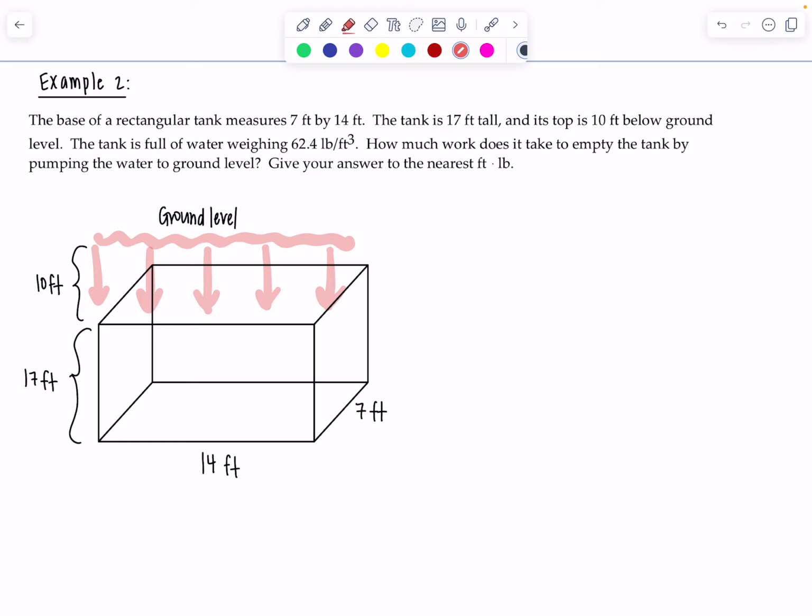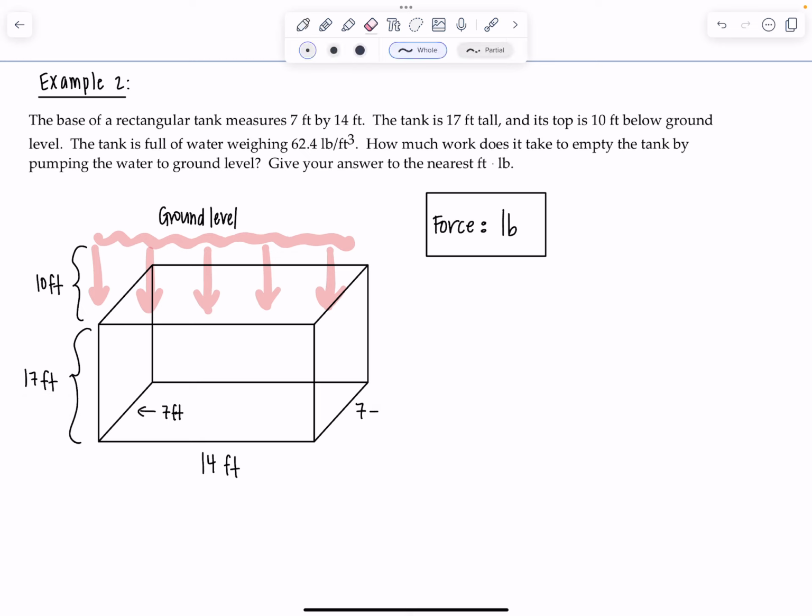So how much work does it take to empty the tank by pumping water to the ground level? No problem. Let's remind ourselves, what is the unit of force in this problem? It's going to be pounds, okay? Write that immediately. Very good. So we're going to start off the same way as the other problem. I'm going to partition everything, okay? Let me put the 7 feet over here so that this side is nice and clean for me to write on. Okay, I'm going to call all the way down here y equals 0.